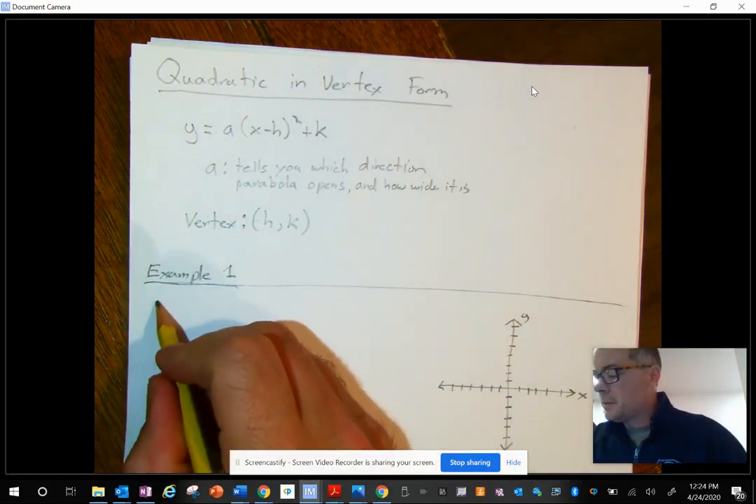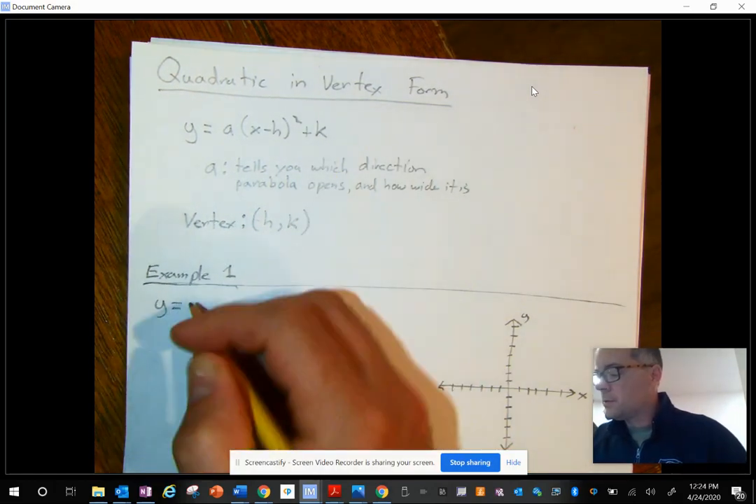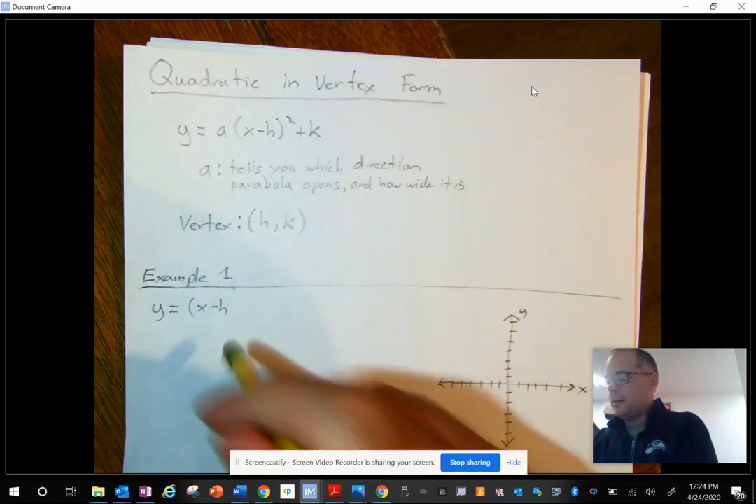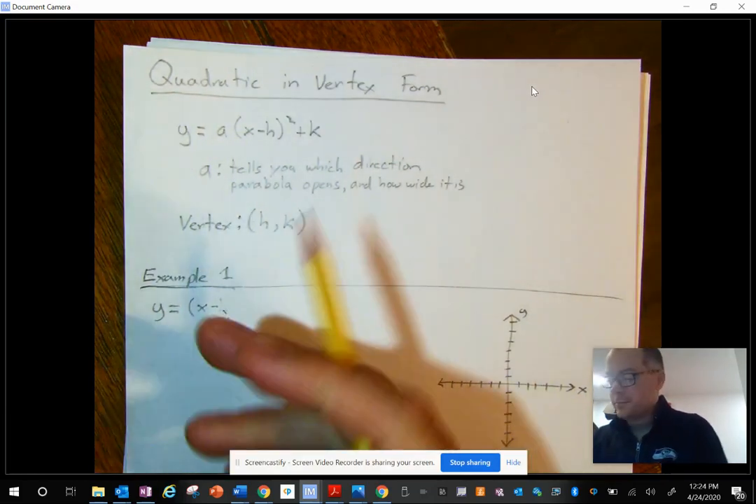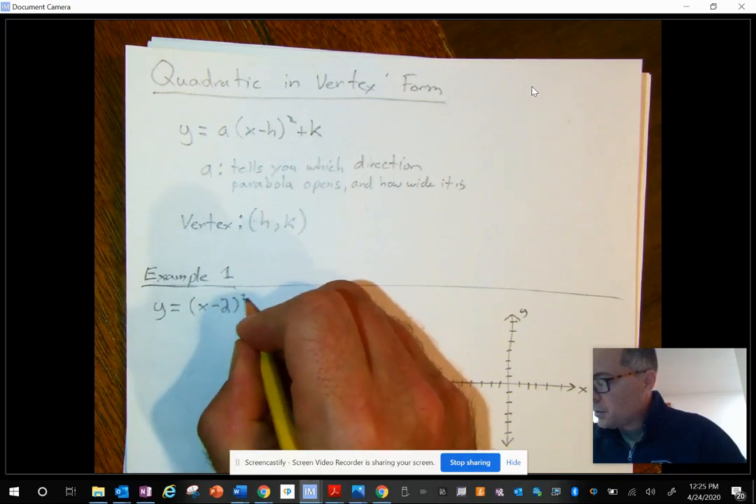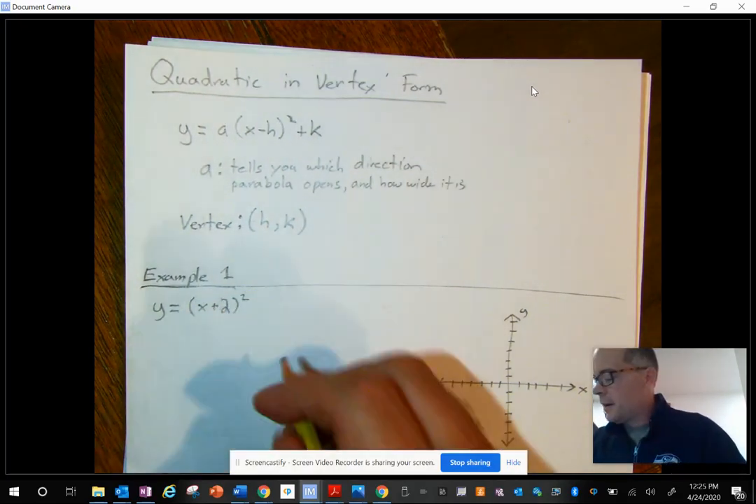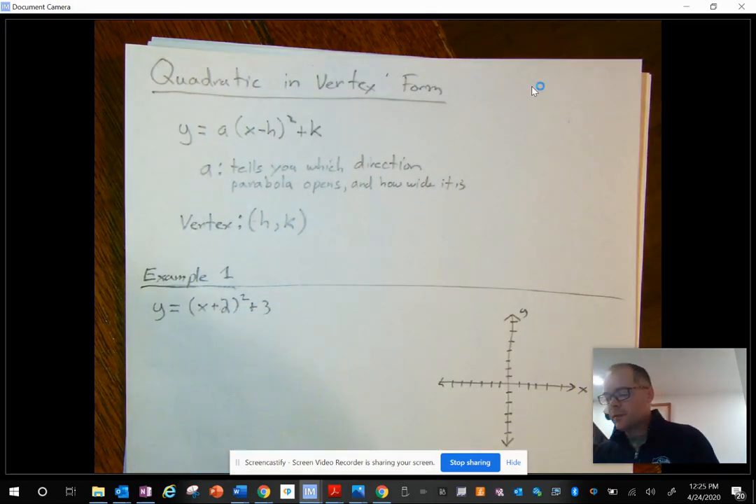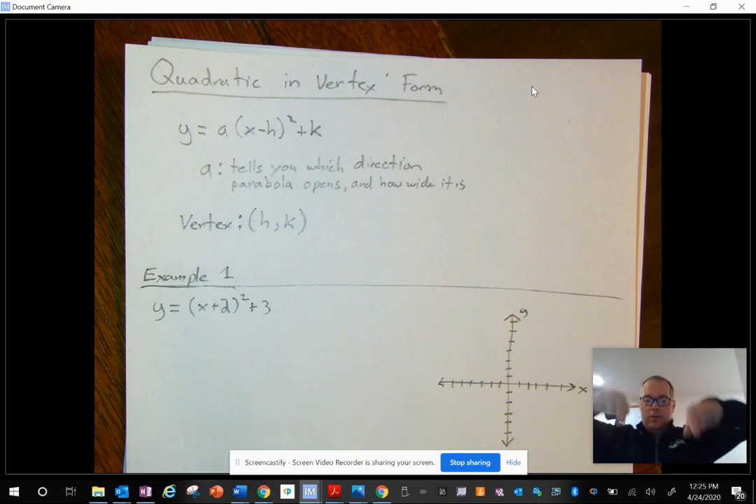So if my example problem is y equals (x plus 2) squared plus 3, the first thing we need to do is identify, is this parabola going up or is it going down? So am I facing like this or am I facing like that?